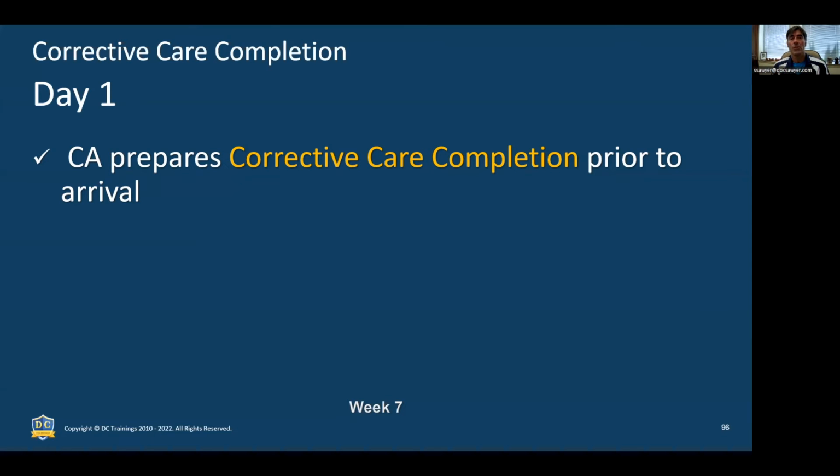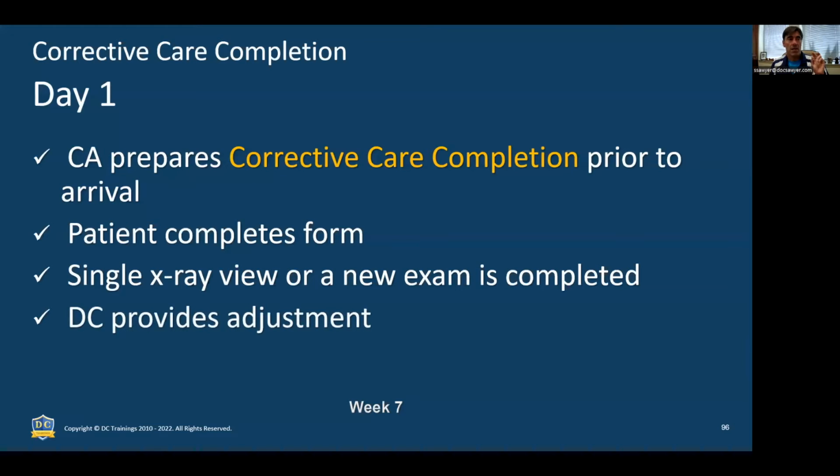So we do it during production time, and we just pull up a list of all of the upcoming corrective care completion patients for either the following day or following couple days, and my CA just fills out that form. Then when the patient arrives, there's a couple parts which I'll show you, but the patient is going to fill out their part. Now, once they've filled out their part, it's completed, and either a single view x-ray or a new exam is completed. Now, I'll just explain this because some of us like to take a new x-ray to see the structural changes that are happening through the adjustments that we're providing.